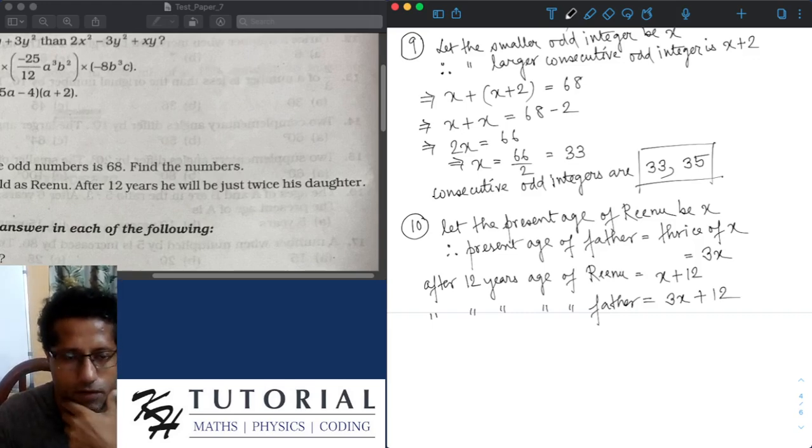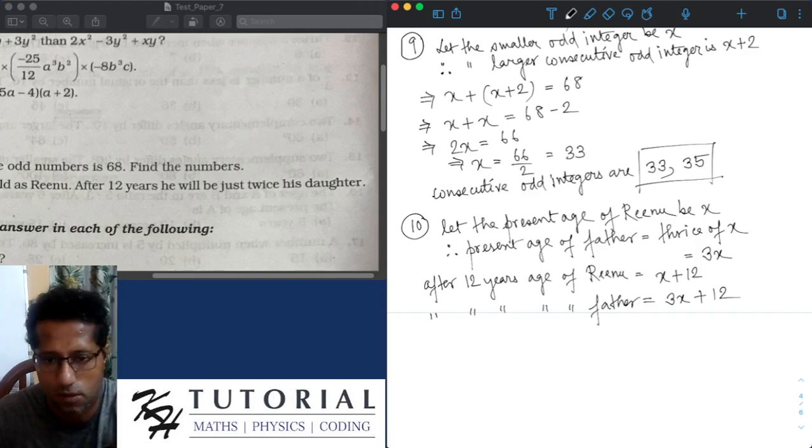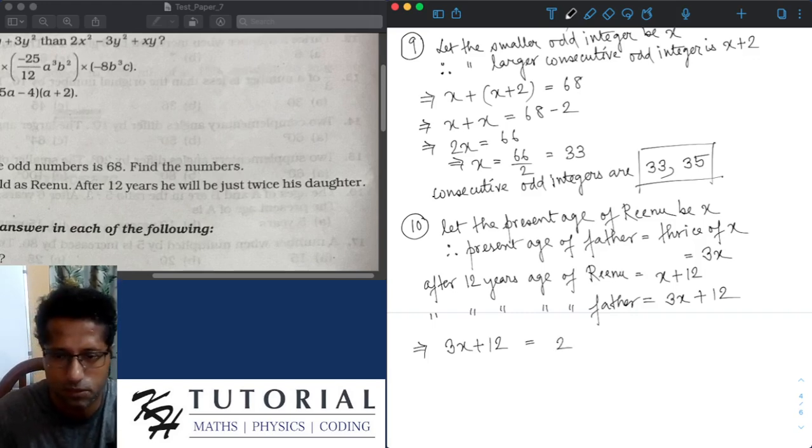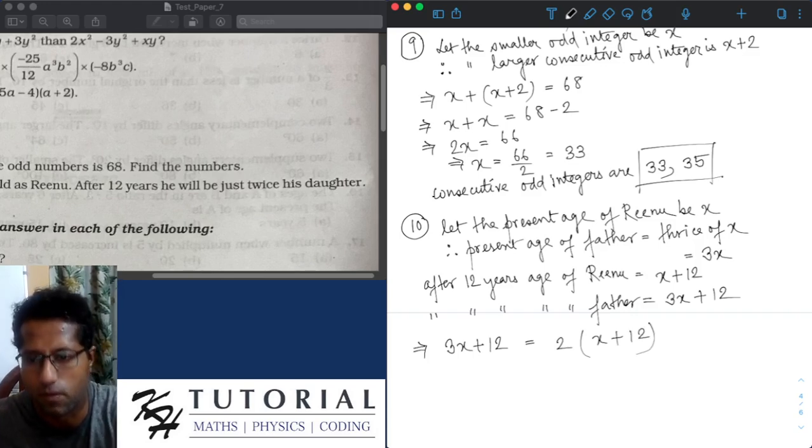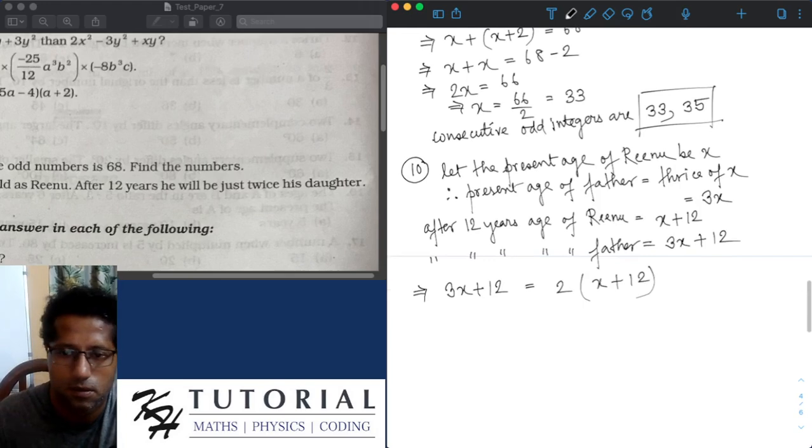Now it's saying that after 12 years, he will be just twice his daughter. That is, father's age will be twice his daughter's. So from this condition, we can say that 3x plus 12, which is father's age after 12 years, equals twice the age of daughter after 12 years. So that will be 2 into x plus 12. So this is the linear equation we have formed. Now we have to solve this.